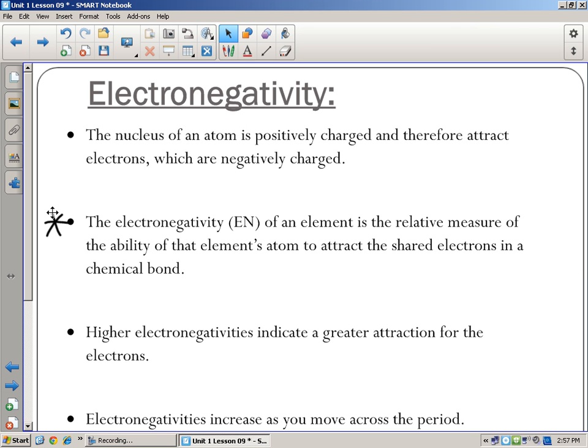So the electronegativity, En, of an element, so when you see that term En, you'll know that you're talking about electronegativity, is the relative measure of the ability of that element's atom to attract the shared electrons in a chemical bond, which is kind of wordy. Basically what electronegativity is, is the ability to attract electrons. And it could be electrons of its own. It could also be the electrons in a shared chemical bond, like for example between nitrogen and hydrogen. If there's some shared electrons there, how well are those electrons attracted by the nitrogen or the hydrogen in some cases?